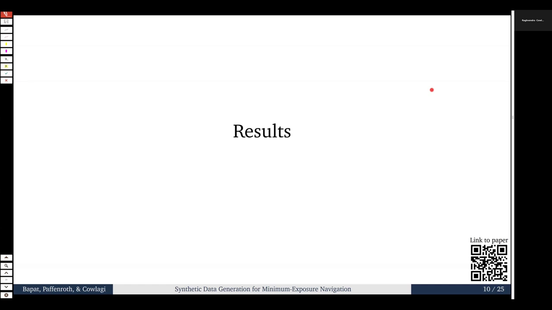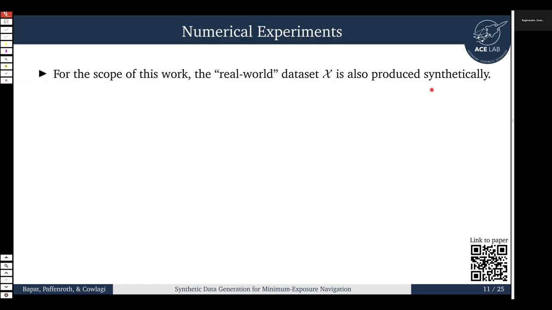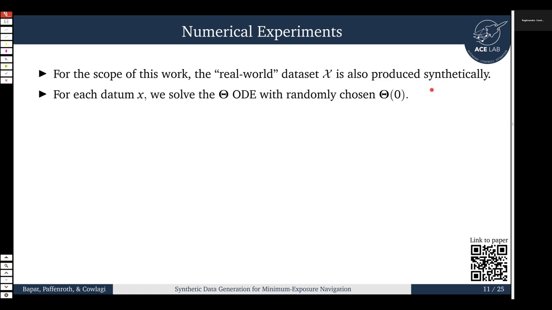I'm going to discuss the results of some numerical experiments that we conducted. And for the scope of this work, the quote-unquote real world, which I put a star before, the real world data set is also produced synthetically. So there's a slight paradox until we can lay our hands on an appropriate actual real world data set. But basically, to synthesize the real world data set that we can use, we essentially solve that ODE with a large number of randomly chosen initial conditions and some process noise.